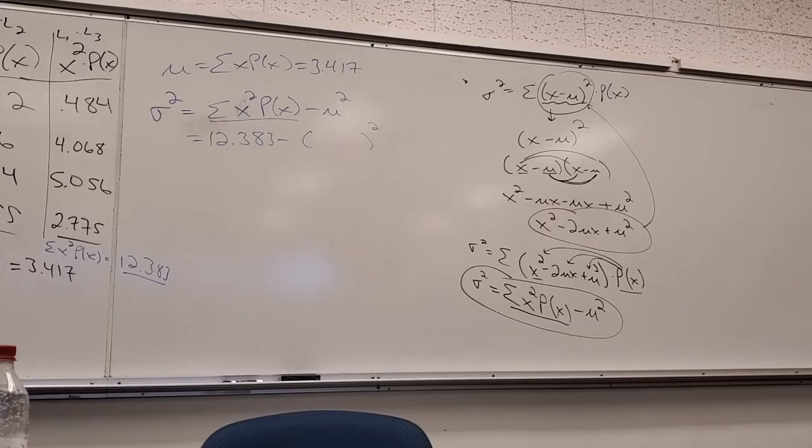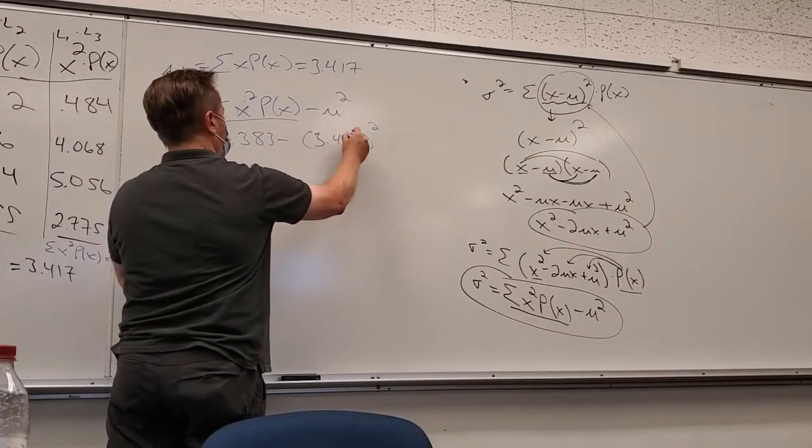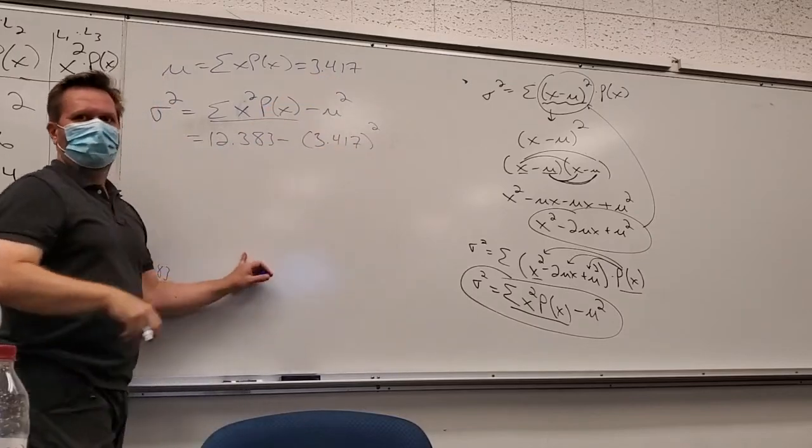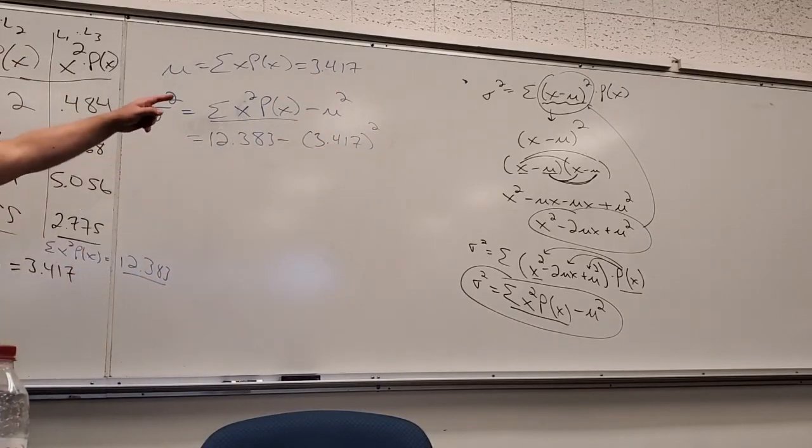Don't overthink it. What's it say? Minus the mean squared, right? What's the mean? Then we just calculate the mean? Yeah. 3.417. We just did the mean. There it is. So minus the mean squared. Bang. The most common mistake is people forget that square.